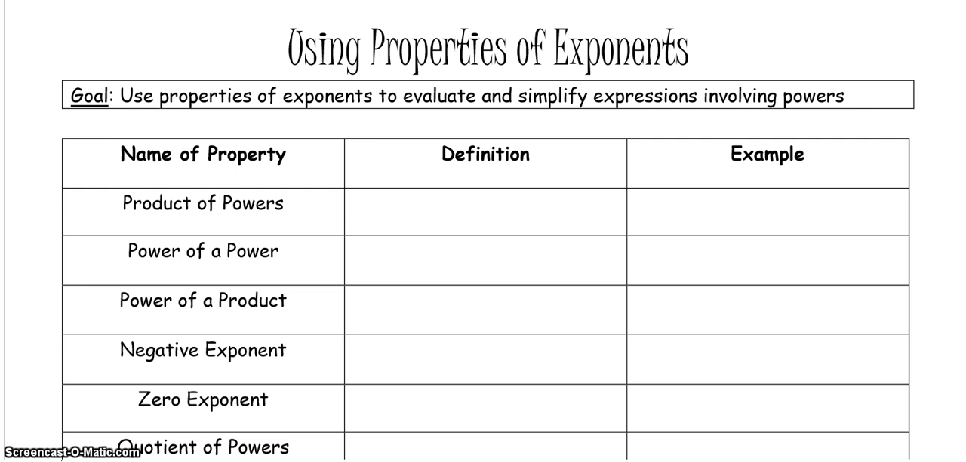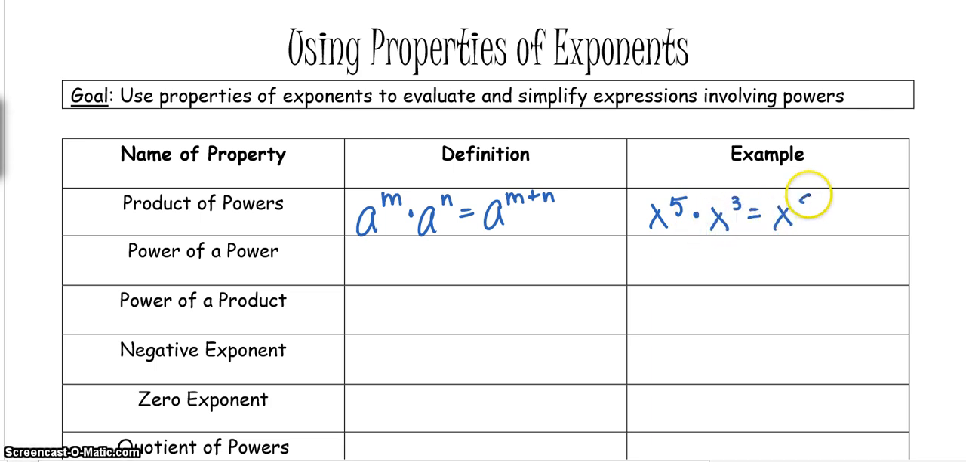So the first one is product of powers. The definition of that is if you have two terms with the same base, so for example a to the m times a to the n, and they're being multiplied, that means that you add the exponents. So that would be the same as a to the m plus n. So for example, if I had x to the fifth times x to the third, that would be the same as x to the eighth, because 5 plus 3 equals 8.